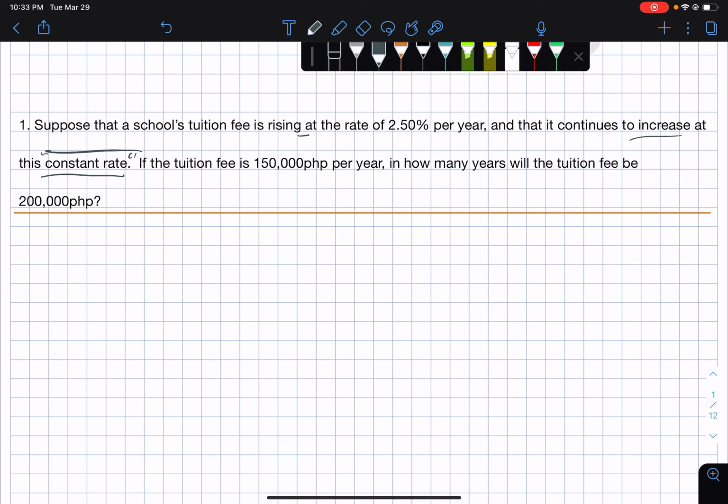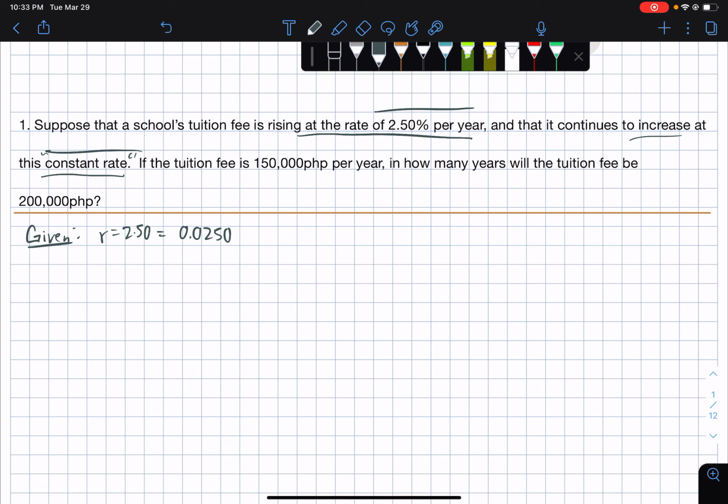And rising at the rate of 2.50% per year. So for given, we have r is equal to 2.50%. Of course, the r is supposed to be in decimal form. So it will be 0.0250. So move the decimal point 2 places to the left. I think that's correct.